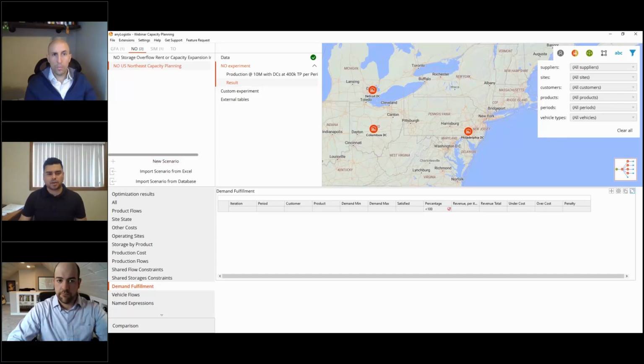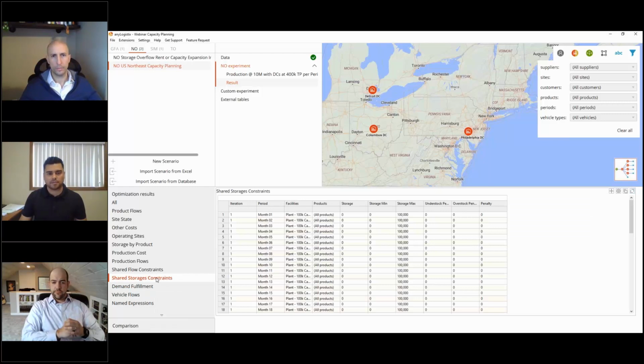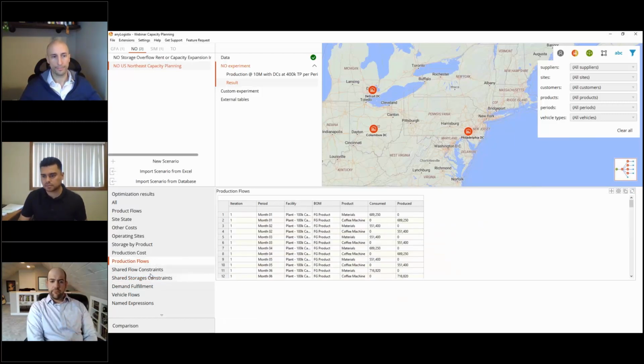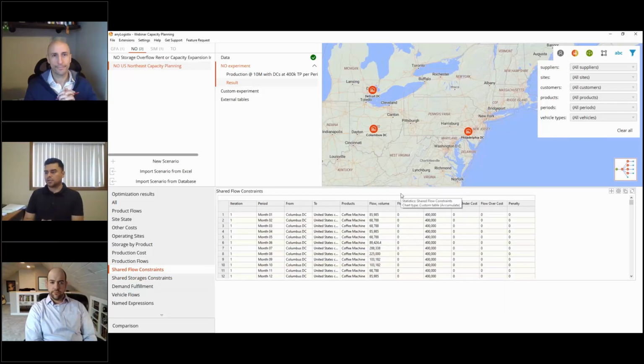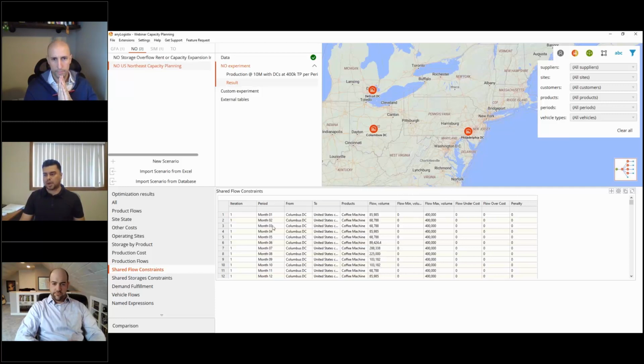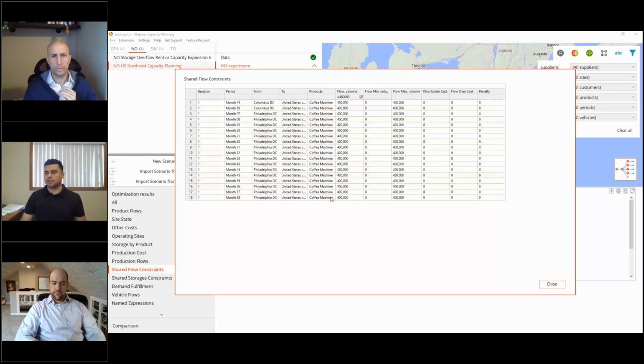Now, the one thing is, let's see if we had any constraint limitations. Did we meet any? Let's take a look at our shared flow here. Our shared flow is how much max volume we can process per month. Let me see if we hit a max anywhere. So I'm going to put in our max, and we take a look. We did hit a few. Let me sort the periods.